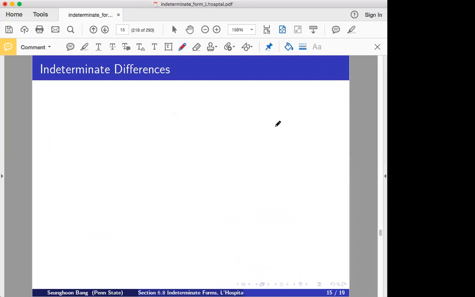So the next one is the indeterminate difference, f of x minus g of x. Think about this problem: the limit of x minus x. The x minus x is 0, so it's just the limit of 0. What's the limit of 0? It's 0. So the limit exists. Here you can plug infinity into x and get exactly infinity minus infinity form.